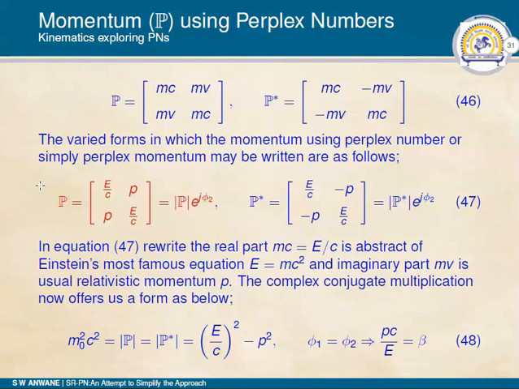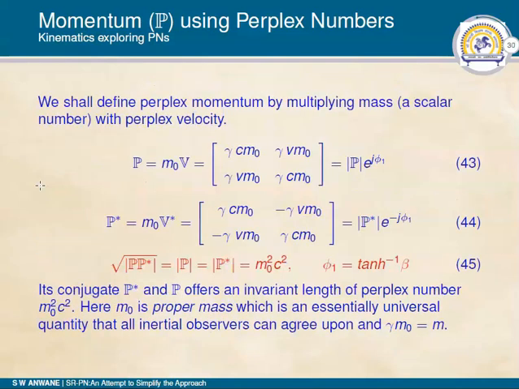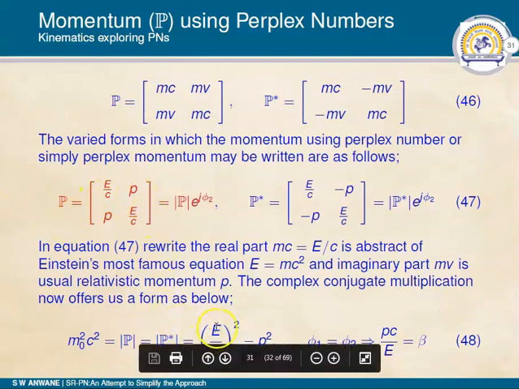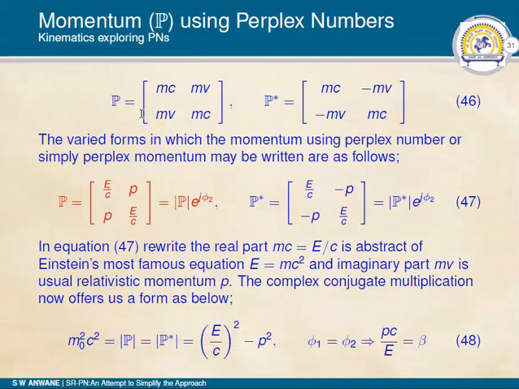And the mod of p, if you work it out, is m0 squared c squared, which we already worked out in the earlier slide, and that is equal to a squared minus b squared. Here a is E upon c and b is p, so E squared upon c squared minus p squared is equal to m0 squared c squared. So phi 1 and phi 2 being equal, you can take the liberty to equate p upon E by c, which on simplification gives pc upon E equal to beta.